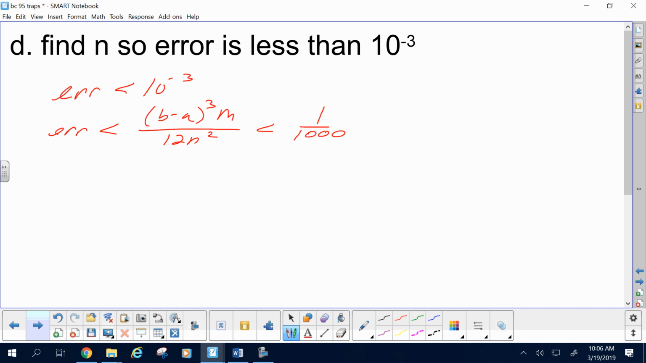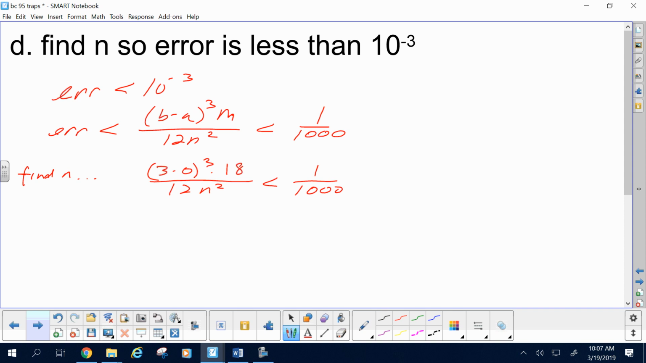All right. Now then, if I go to focus on this part of it, this is 3 minus 0 cubed. It's the same region, so we're going to use that same m value of 18, I think it was. Is that right? Okay. 18. What needs to be determined is how many trapezoids to get this error here. So I need to find n.